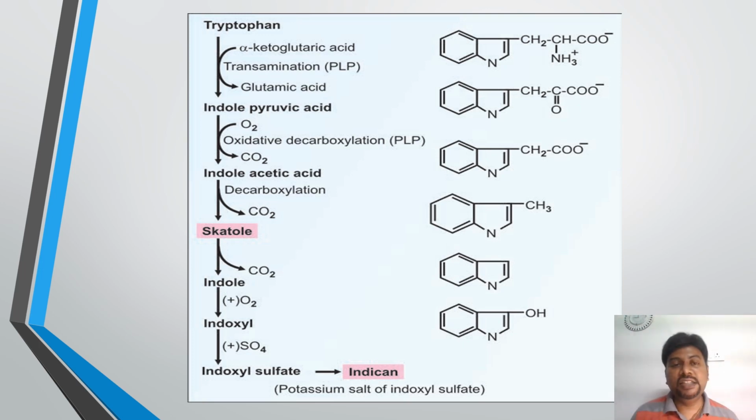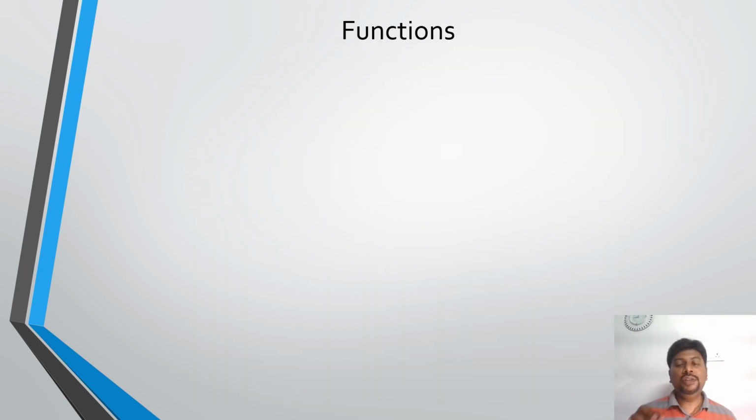Next, after catabolism, we will see what other functions it executes in our body before being catabolized. This tryptophan is needed for the synthesis of three biologically important compounds. What are those three compounds? To start with, it is serotonin. The three compounds are serotonin, melatonin and niacin, the vitamin niacin. So these are the three biologically important compounds produced from tryptophan.